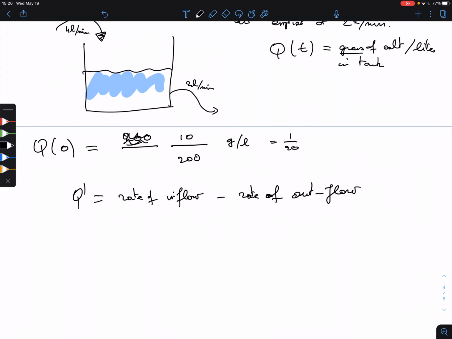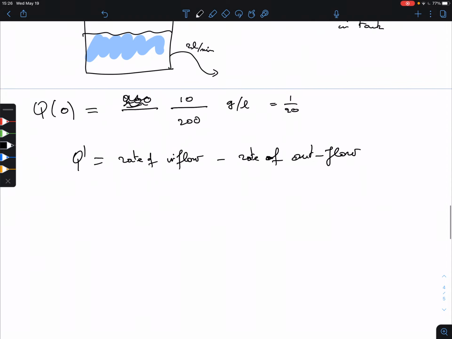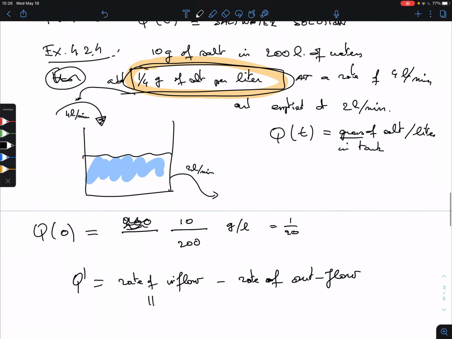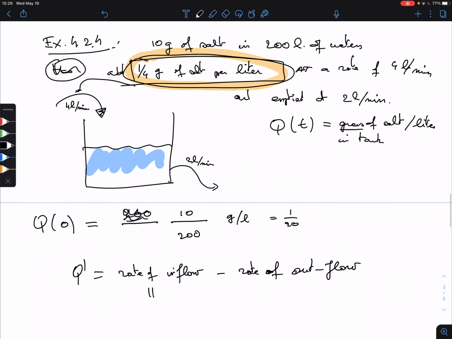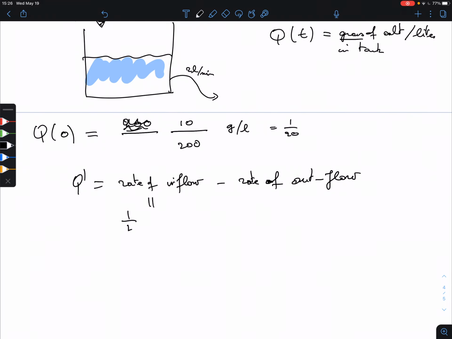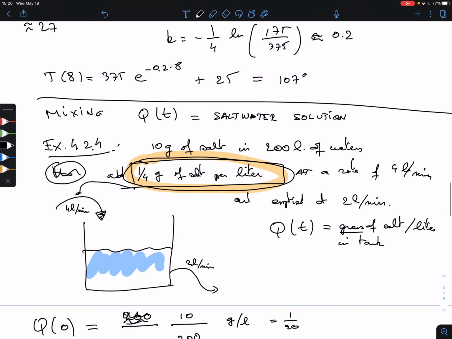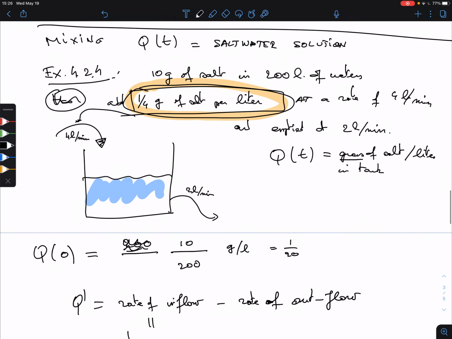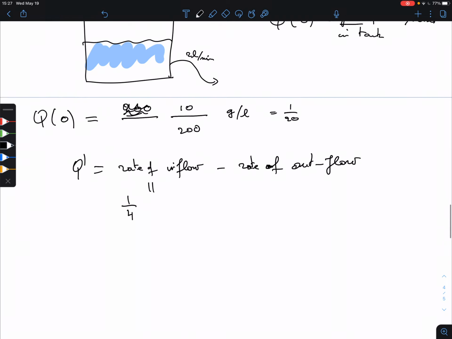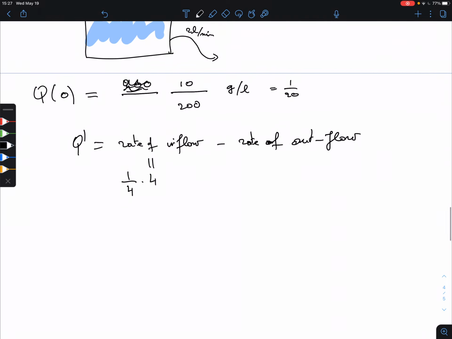Of this concentration. Okay, so we have to determine both. What is the rate of inflow here? Now remember, the concentration of the solution that we pour in is 1/4 gram per liter, but we're pouring it in at a rate of 4 liters per minute. So it's 1/4 times 4, correct? So it is 1 gram per minute of salt that will go in.